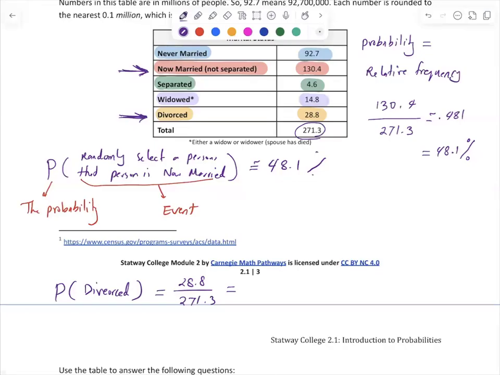28.8 divided by 271.3 is 0.106, or 10.6%. So that's how we find different types of probabilities for these categories, right? You can calculate other probabilities, but we need more terminologies.